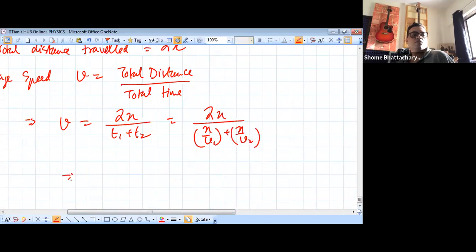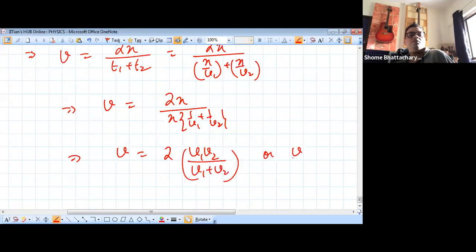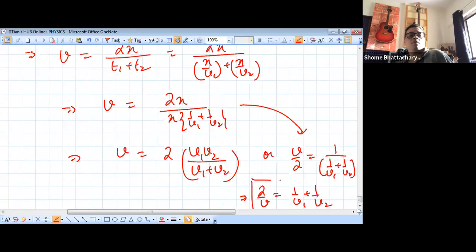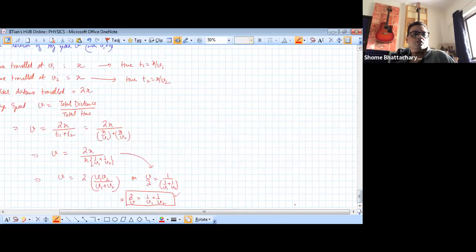So what is the relationship I have now? That v is equal to 2x upon x into 1 by v1 plus 1 by v2. So I can write it like this, that v is equal to 2 times v1 v2 upon v1 plus v2. Or I can write it like this, that v by 2 is equal to 1 upon 1 by v1 plus 1 by v2. Inverting this, 2 by v is equal to 1 by v1 plus 1 by v2. This is also correct. So this is how we solve a problem like this.